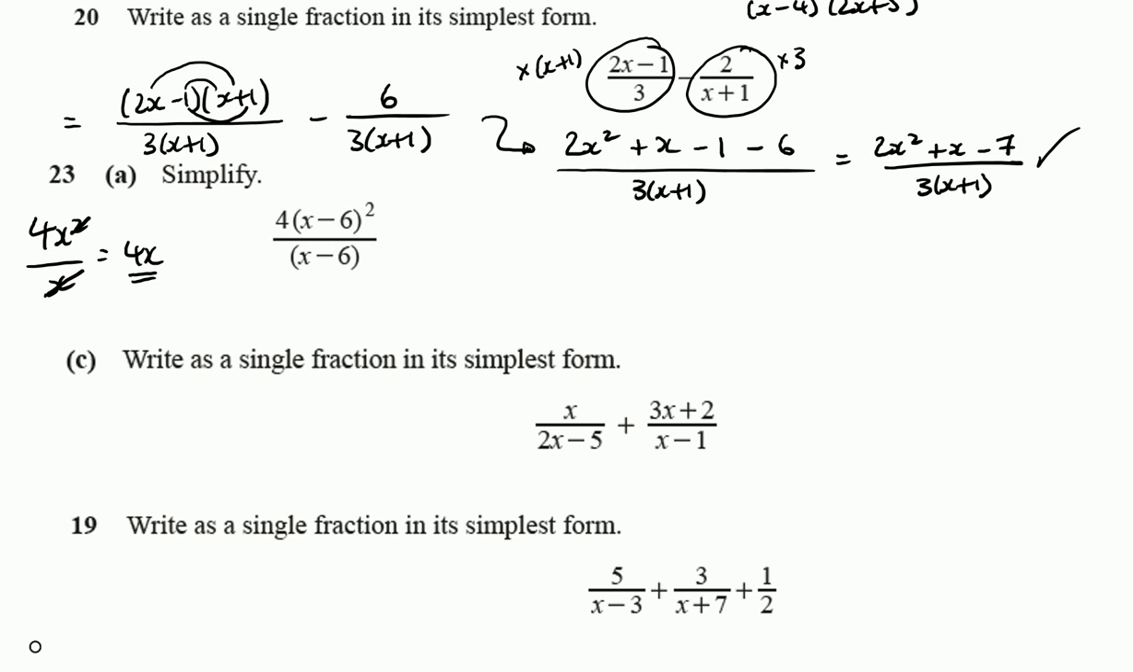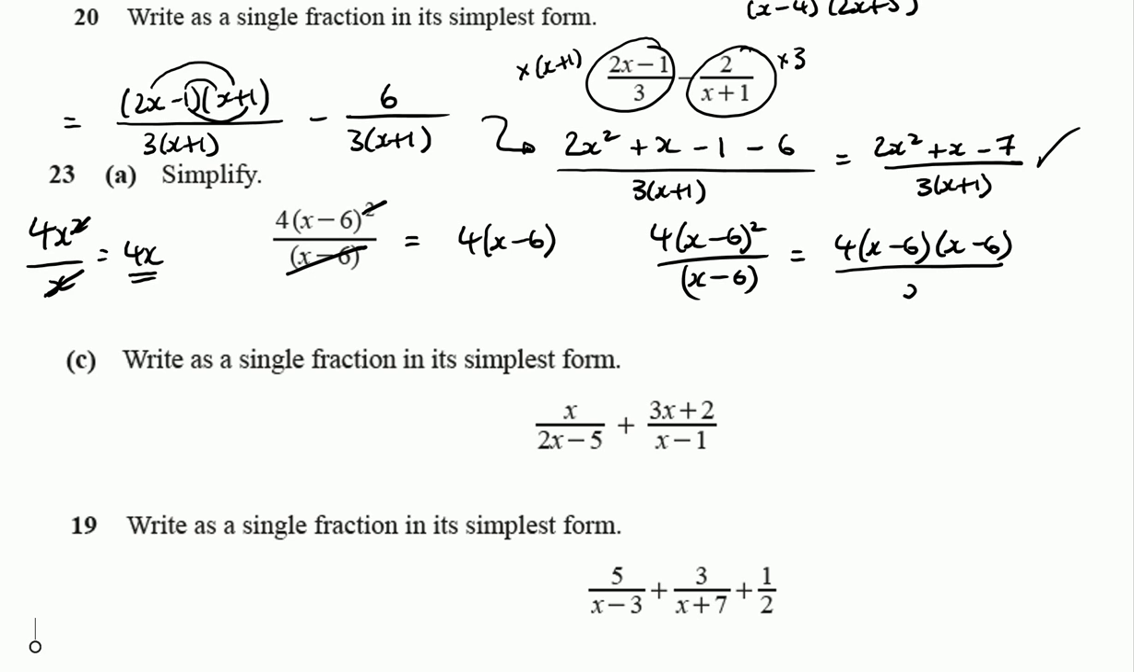This is exactly the same thing, except instead of an x, it's an x minus 6. So, the x minus 6 on the bottom will cancel with one of those from the top, and I'm getting 4 times x minus 6. Now, if you're not quite comfortable with that, let me just break it down a bit further. 4 times x minus 6 squared over x minus 6. That is 4 times x minus 6 times x minus 6 over x minus 6. There's my common factor, and there's what it simplifies to. If you want to multiply out the brackets, you can, but you should have the marks by the time you've done this.